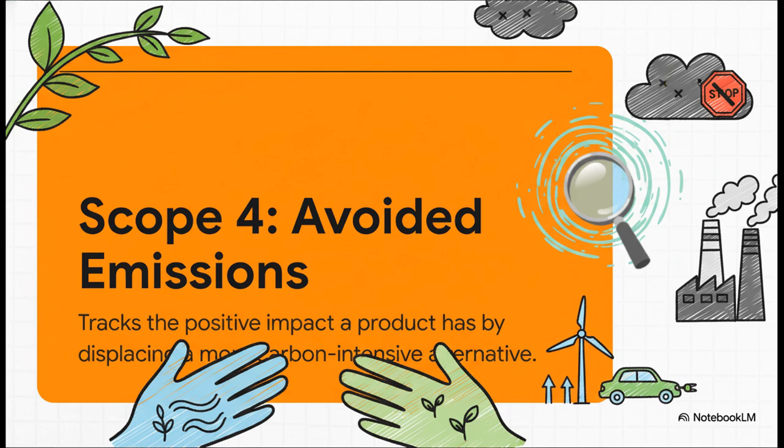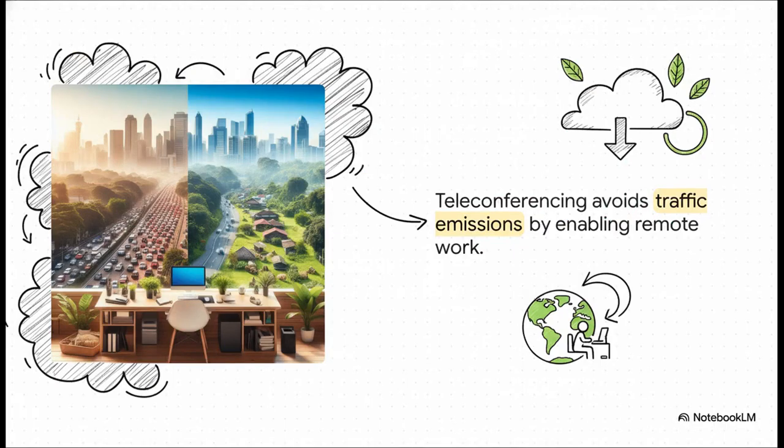Instead of counting the pollution a company creates, Scope 4 tries to measure the pollution that its products or services help other people avoid creating. It's a shift from measuring a negative footprint to calculating a positive handprint. A perfect example is a video conferencing company. Its Scope 4 impact would be calculated by figuring out how many carbon-heavy business trips were avoided because people could just have a virtual meeting instead. It's about measuring the emissions that didn't happen because that company's product exists.